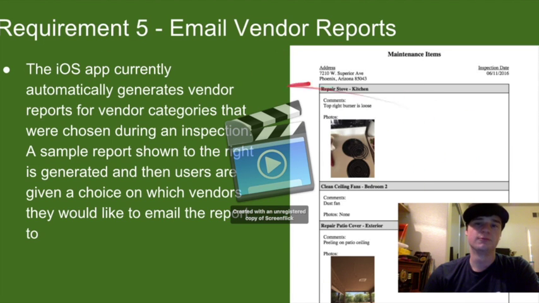It has all the rooms and the items that were chosen that need fixing, as well as their comments and photos. And this process is normally manually done by the inspector themselves when they get back to the office. And our application automatically does it and allows you to automatically email them to all the vendors that you have saved in your application. We allow users to save phone numbers and emails of all vendors, which allows for easy contacting and emailing of these vendor reports.